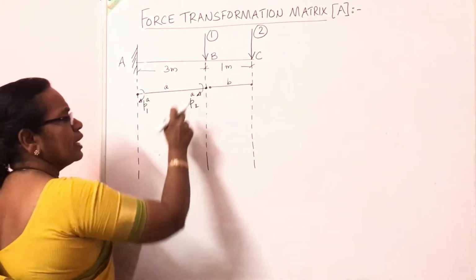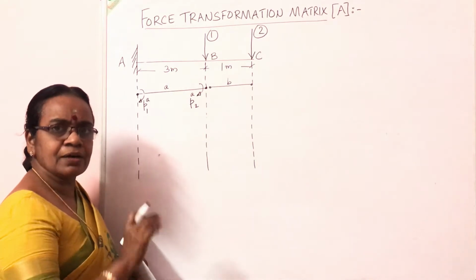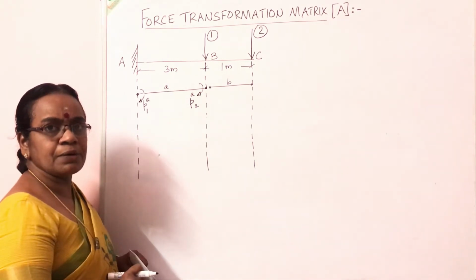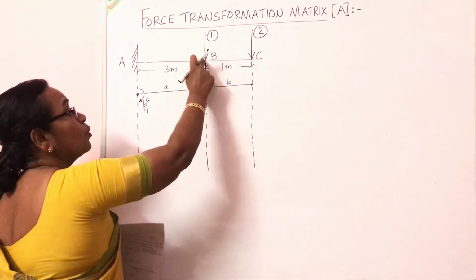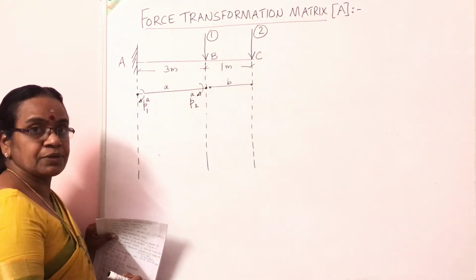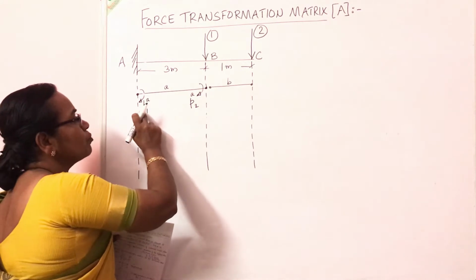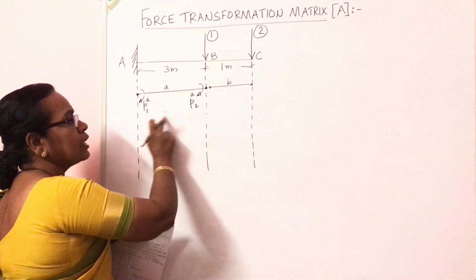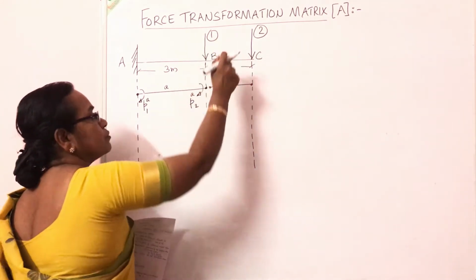So the bending moments at the 2 ends of the elements are the general coordinates for a beam element. This is a nodal force or the nodal coordinate direction. So the global directions are 1 and 2, given in the question. We have to find out what the element forces P1A and P2A are, corresponding to each of these loads.